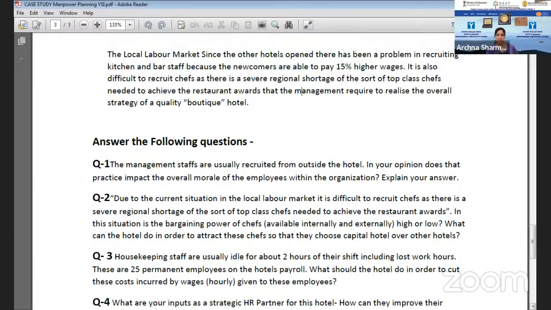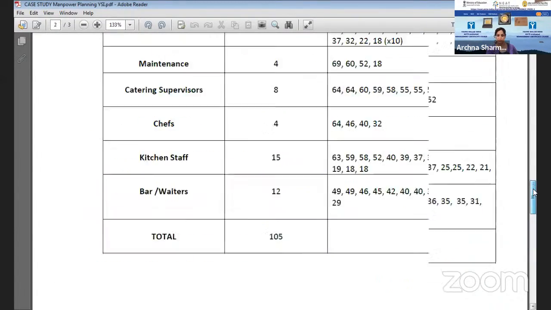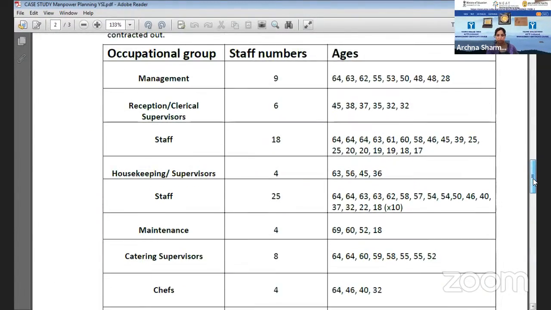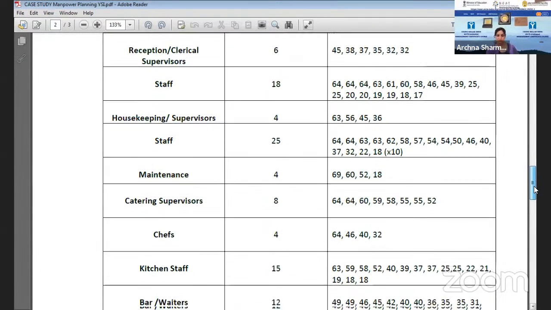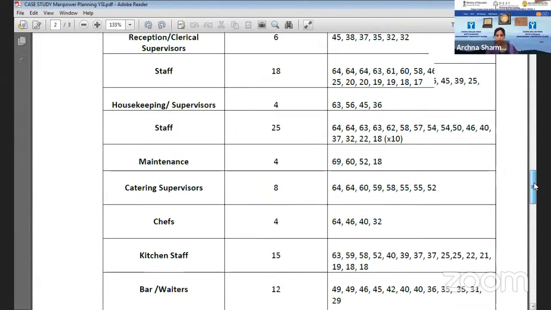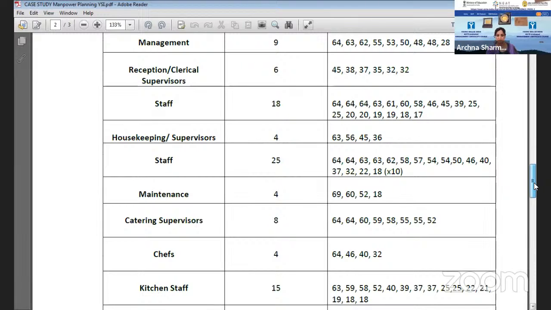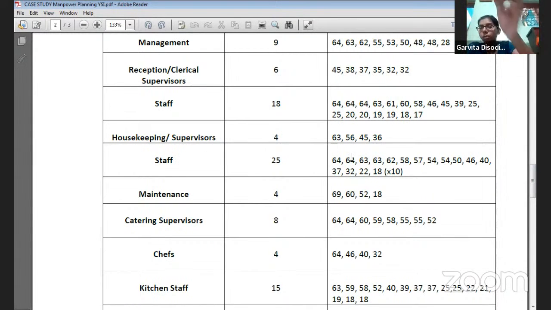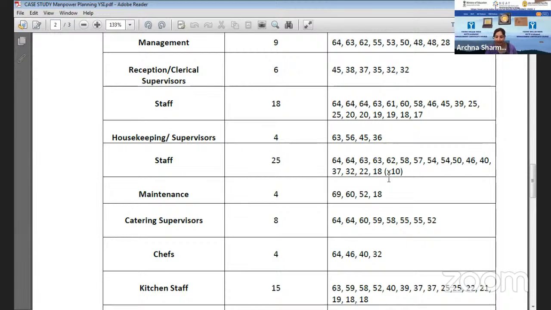Let me take a look at this sheet. We are talking about these staff, 25. Housekeeping supervisors, there are 25 people. And generally they sit idle for 2-3 hours in between. What can we do about it?